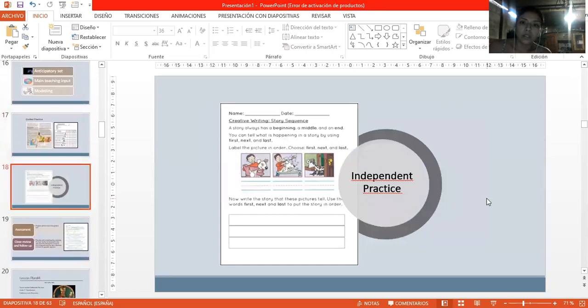The next one is the independent practice. This is the worksheet that the students use. And here they will observe this worksheet, especially the series of images, and below each, they will describe with their own words what they observe developing the story. And for this, they will use the adverbs of frequency seen during the class, as well as the vocabulary of the unit.